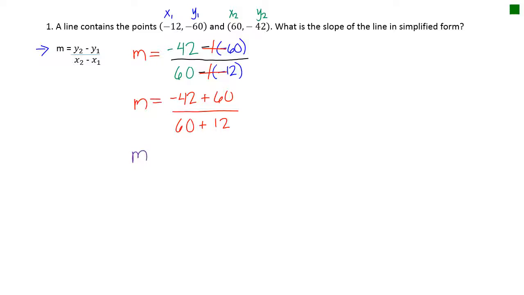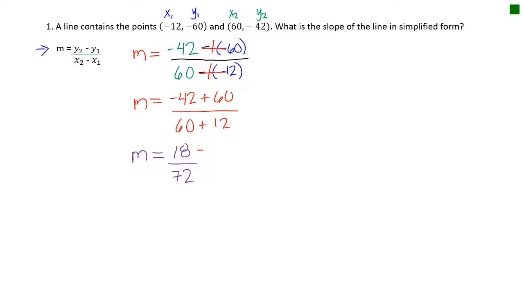Then from here, we have negative 42 plus 60, which comes out to 18, over 60 plus 12, which is 72. Now we just need to simplify it as much as we can. So we want to think of what number we can divide both 18 and 72 by. There are a lot of numbers that we could, so we want to think of the largest number.